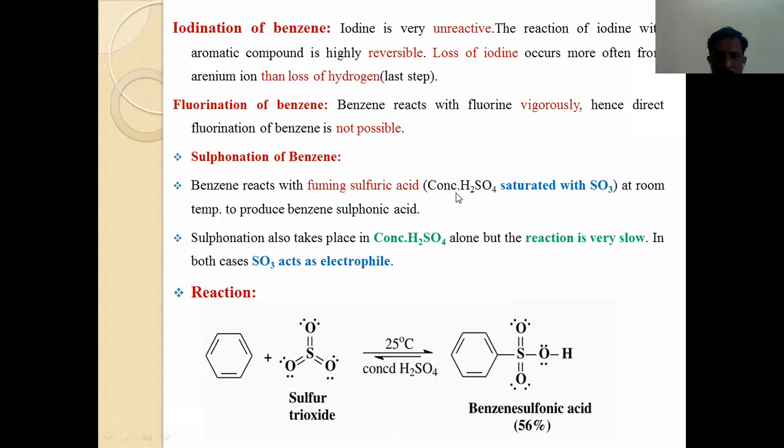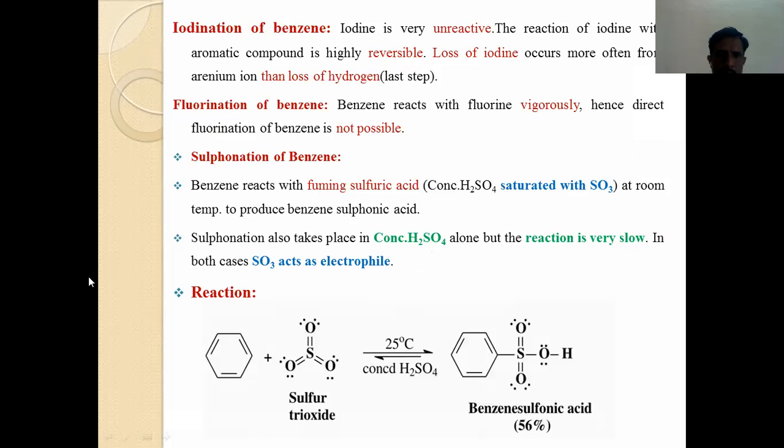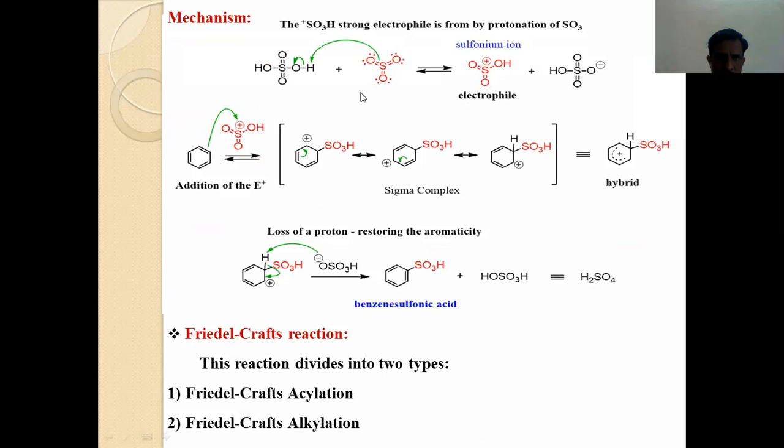In the presence of sulfur trioxide the reaction is performed very fast. Sulfur trioxide acts as an electrophile here and also increases the electrophilicity of the sulfuric acid, and that's why it is used to conduct the sulfonation of benzene. When benzene reacts with sulfur trioxide at 25 degrees centigrade, the product is benzene sulfonic acid.